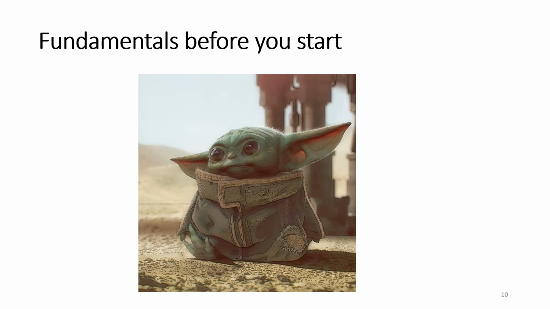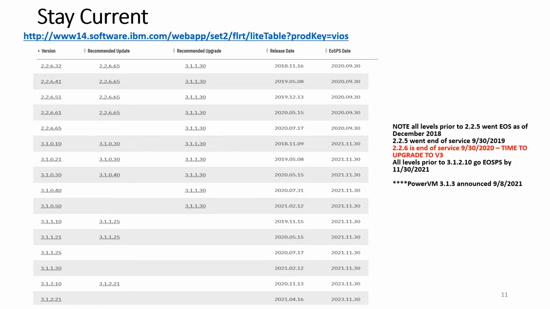So let's talk about some fundamentals before we start. I talk about this in all my presentations, but it really is important that you stay current. If you look at this list, which is from the IBM Fix Level Recommendation Tool site, you'll see that all VIO servers that are less than 3.1.2.10 will be end of service by November 30th, 2021. So if you're on any level prior to that and you place a service call to IBM, there's a very good chance that unless you've paid for the upgraded service, you will get told that you need to do an upgrade before they can help you. So you can avoid this simply by staying current.